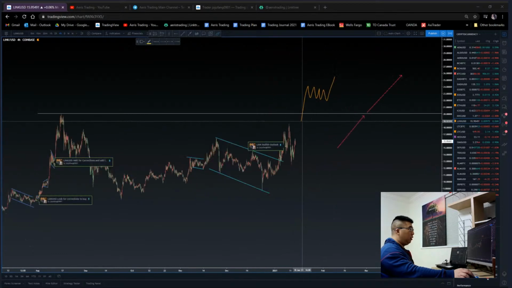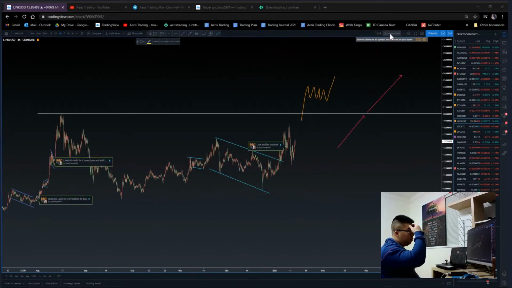If you're serious about trading, you should really develop your own trading plan. You have to have your own risk management and follow it accordingly. That's how you become a consistent trader.